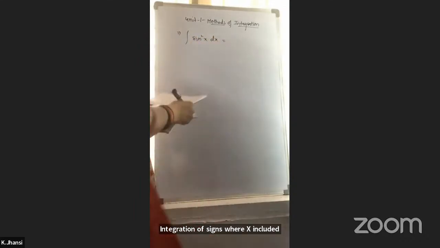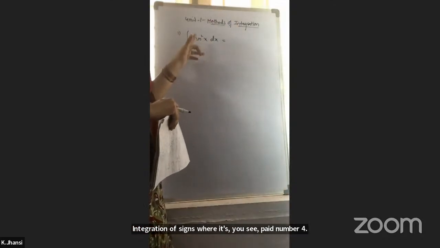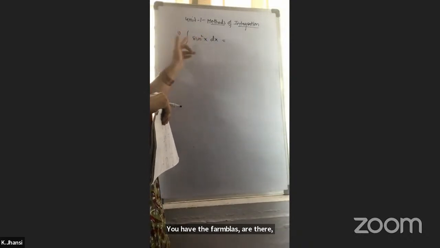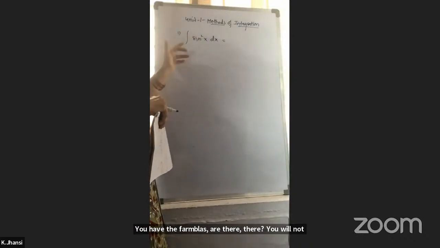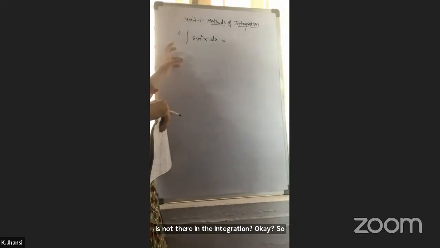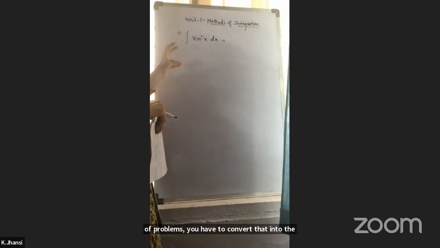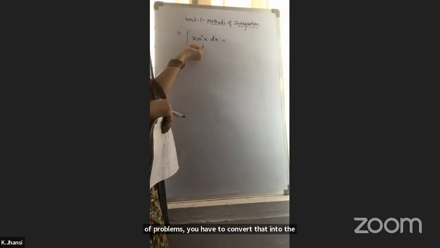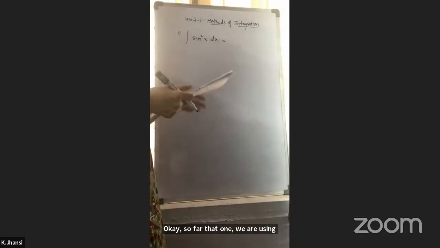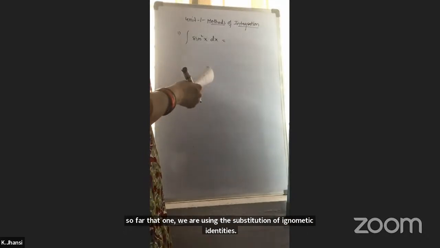If you see page number 4, the formulas are there. There you will not have any formula for sin square x. Sin x is there, but sin square x dx is not there in the integration. So for such types of problems, you have to convert them into a type of integration for which the function can be integrated. For that we are using the substitution of trigonometric identities, so you need to know the identity formulas.